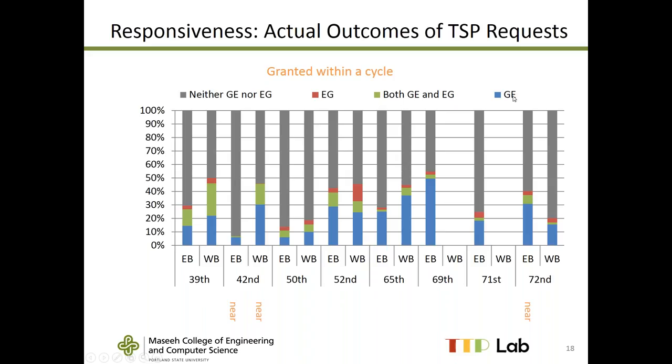There were cases where green extension was granted, and then we see that, for example, at 69th eastbound, almost 50% of the time a green extension phase was granted. And then in some cases, the system is granting both a green extension and an early green. In some cases, like 39th westbound, that's a fairly significant percentage. So this is measuring, within a cycle, what percent of the time the system will grant a TSP phase when the bus is requesting one.